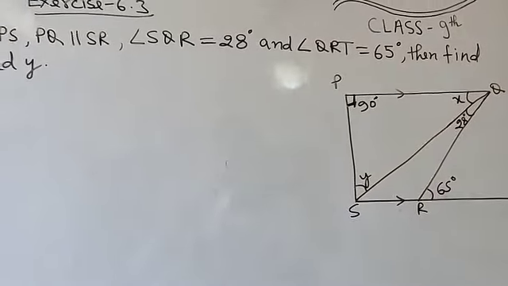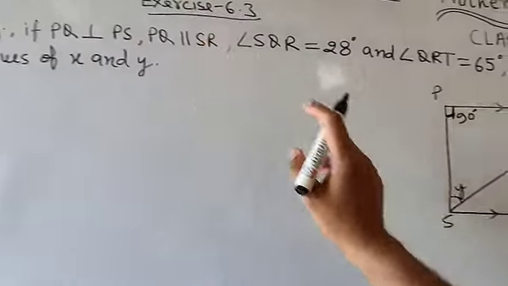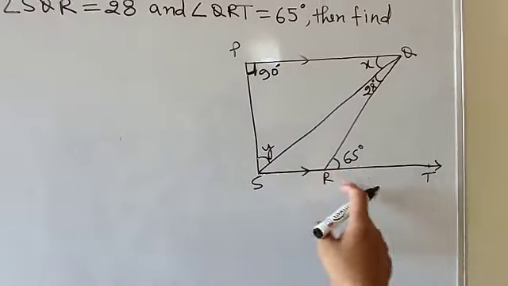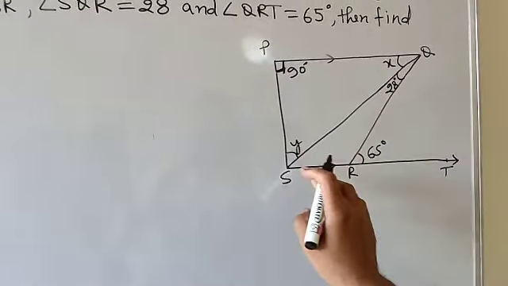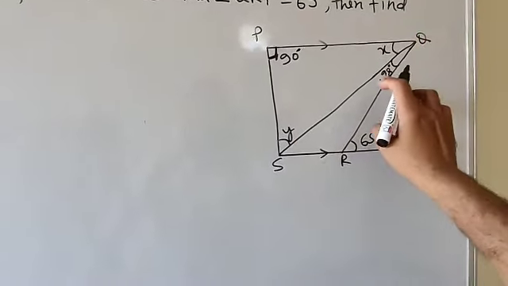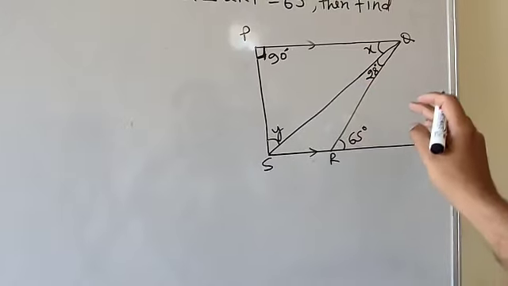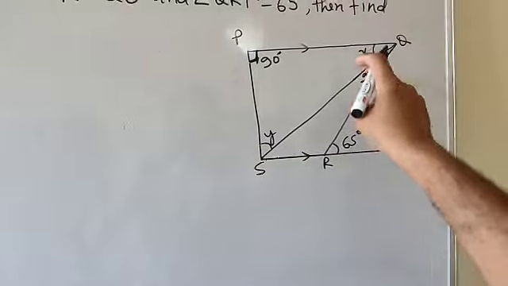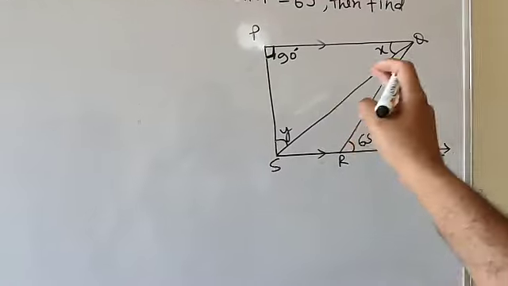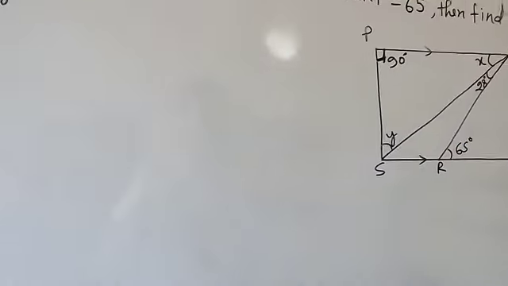It is also given that PQ and SR are parallel. PQ parallel to SR. It means these two lines are parallel. Next, angle SQR is equal to 28 degrees. Angle QRT equals 65 degrees. Then you need to find the value of X and Y. So students, you need to find the value of X and Y.